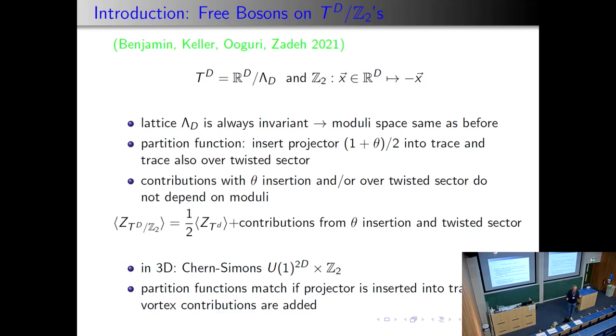But now when you compute the partition function, you have to insert a projector onto orbifold even states. So theta is the Z2 generator, and you project onto Z2 even states.